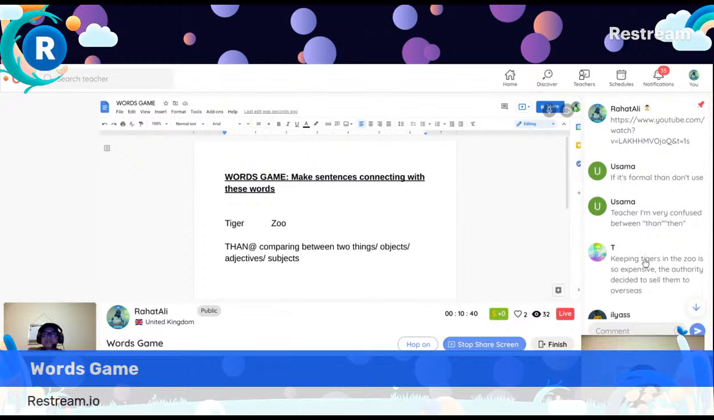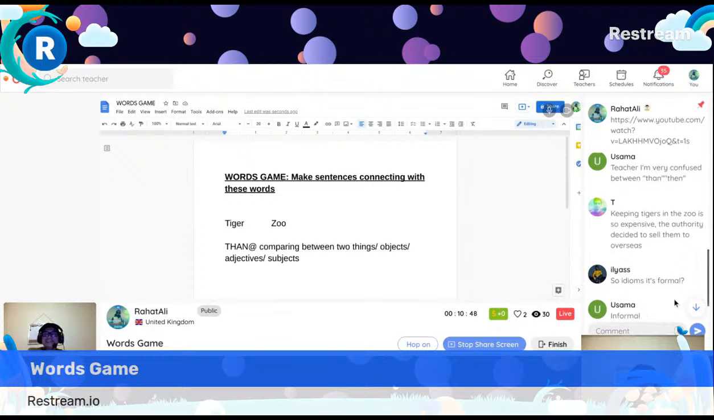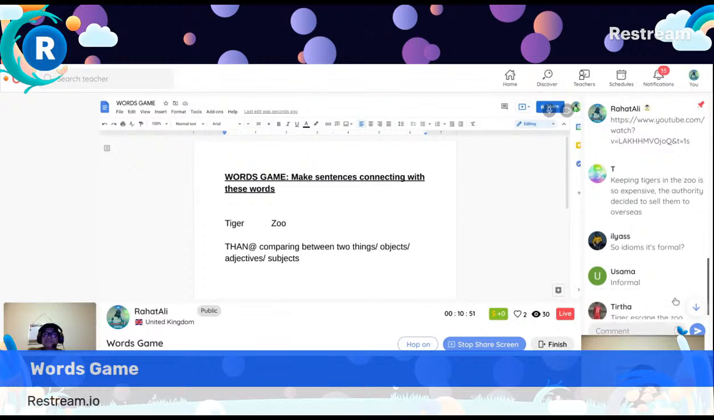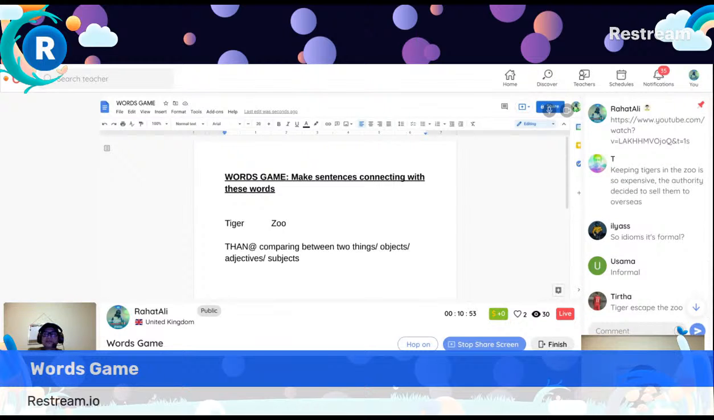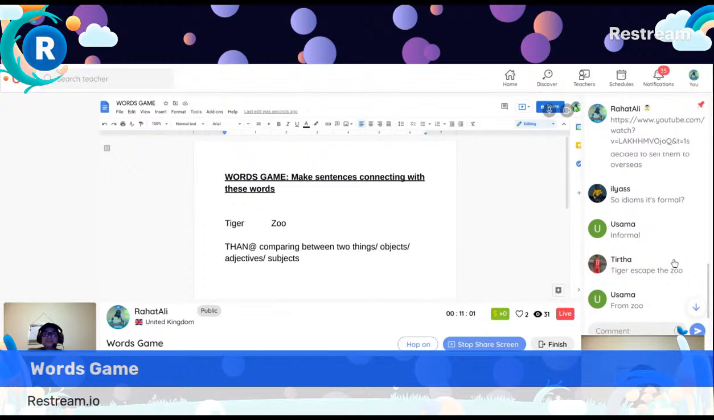Okay, letter T. Keeping tigers in the zoo is so expensive. The authority decided to sell them overseas. Really? Letter T? Idioms are formal? It depends, Osama. Not all idioms are informal. There are formal idioms as well. Tiger escaped the zoo, escaped from the zoo.